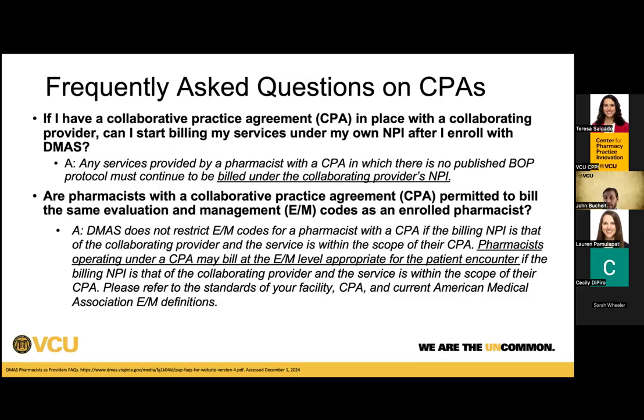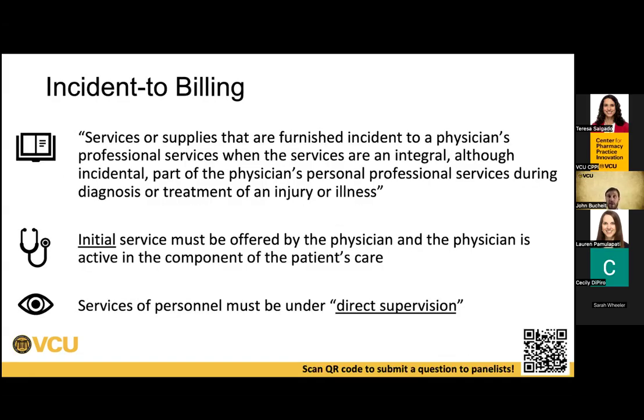So how do you determine that? The same way every other profession determines that. Make sure you're within your scope of practice, following your CPA, and following the American Medical Association for evaluation management definitions. The American Medical Association is the one that provides guidance on these types of codes. So this was a big step forward for me as a pharmacist when I saw this. This really meant big changes, and you'll see why as we talk about the amount of payment that you get with each of those things.